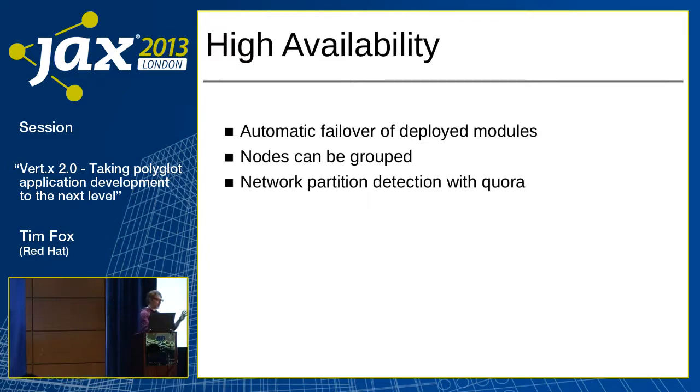You can also group those nodes into logical groups. So you could say this application only fails over between this subset of nodes and this other application in this other subset of nodes. And another thing we support with the HA is network partition or split brain detection, which we use Quorum to do. I'm sure most of you are familiar with the computer science behind that. It's a well-known technique in distributed systems, and you can look that up online if you want. But I'll show you a demo.